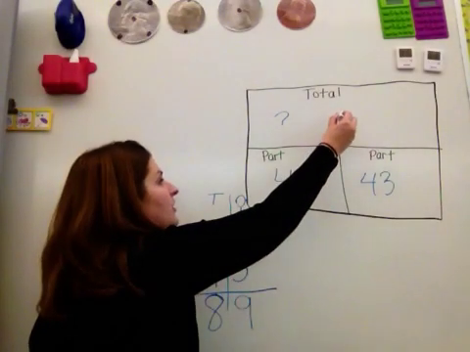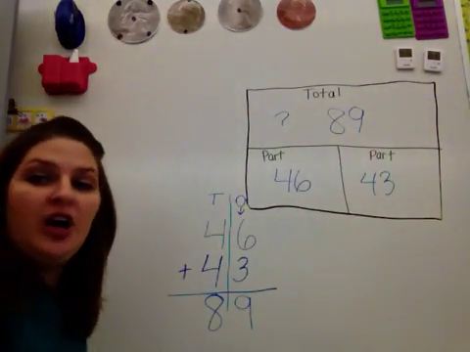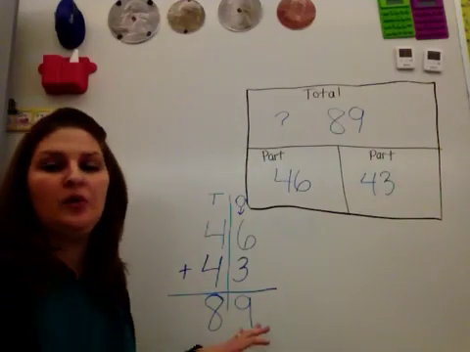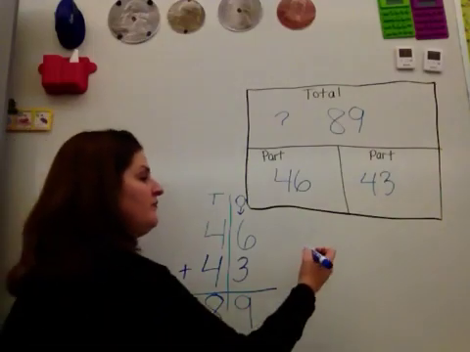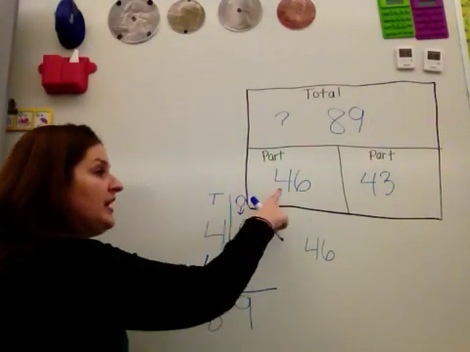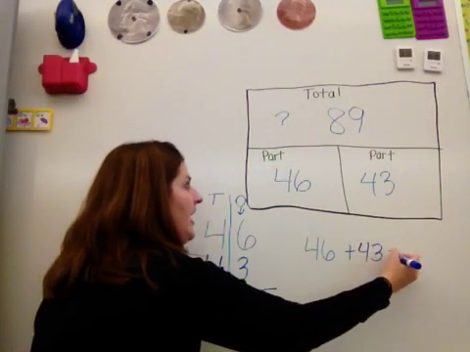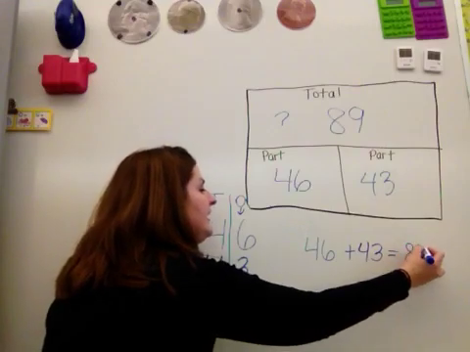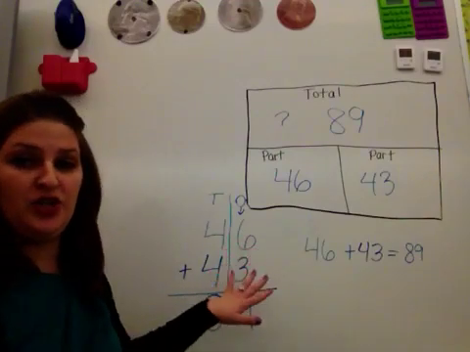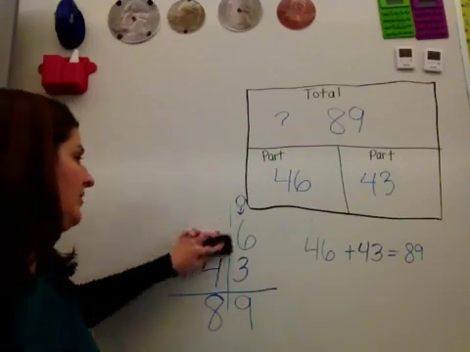So you can go up to the total and write 89. Now they're going to also ask you for the number model. The number model is just writing out what we did. So to solve this problem, you did 46 plus 43, and it equals 89. So that's how we solve the traditional adding when we did not have to go over to the next column.